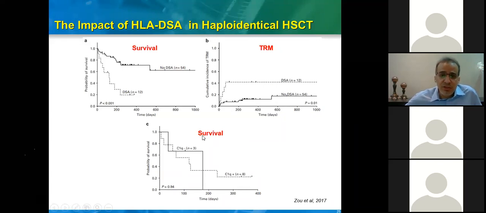In this study, they further dissect the DSA into those who are C1Q negative and C1Q positive. As you can see here, those who have C1Q positive donor-specific antibodies have lower overall survival. The C1Q negative curve here is cut short, maybe because the number of patients is very low. But it is well documented that if you have C1Q positive, it is inferior.